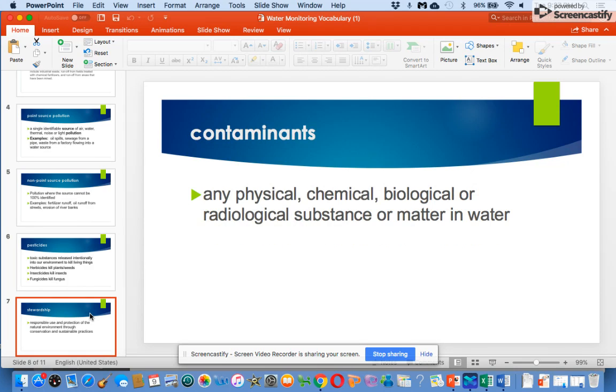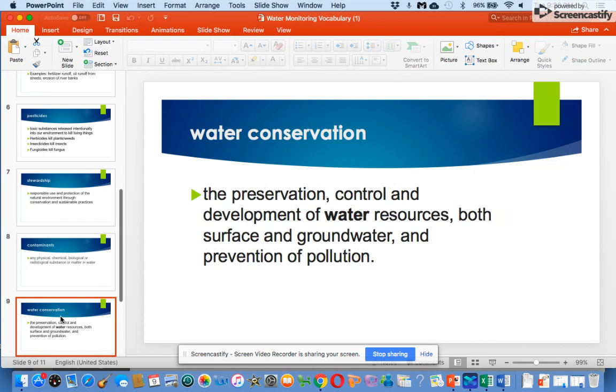Okay, contaminants. Those are the things that usually pollute stuff. It could be physical contaminants, like maybe dirt. It could be chemical, or fertilizers. Biological would be like the dead animals that get in the water with the bacteria. And of course, radiological is like your nuclear waste, which we'll talk about later when we do energy in December.